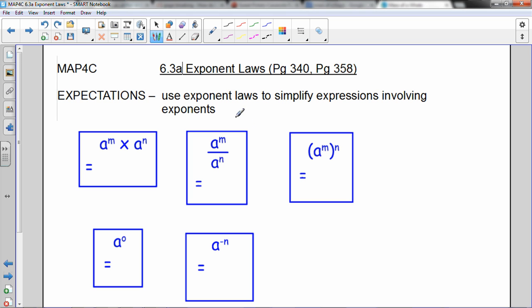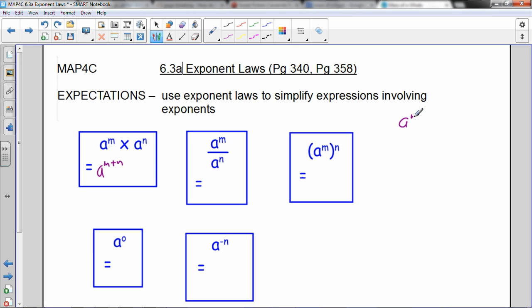Exponent laws. Use exponent laws to simplify expressions involving exponents. Well, this is all review. This is review of the last few years that you've done exponents, and you just kind of have to remember: when we multiply two powers with the same base, what do we do to the exponents? Well, we add the exponents. Well, why? You learned this in previous grades, but I'll explain this one, and then I'll just remind you of all of the rest of them, okay?